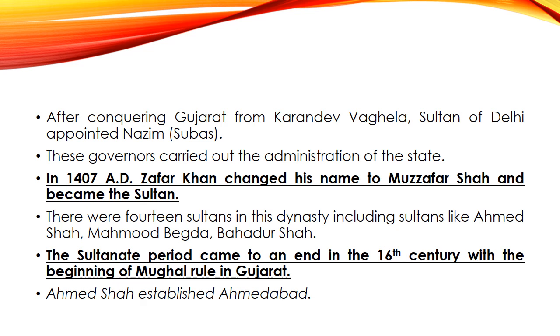The Sultanate period came to an end in the 16th century with the beginning of Mughal rule in Gujarat. Ahmad Shah established Ahmedabad.